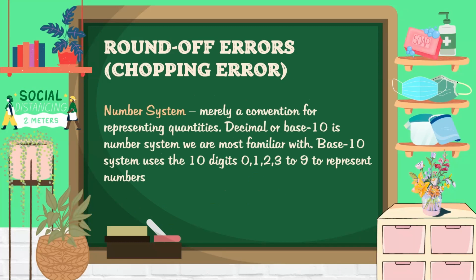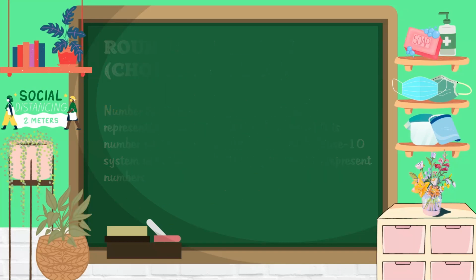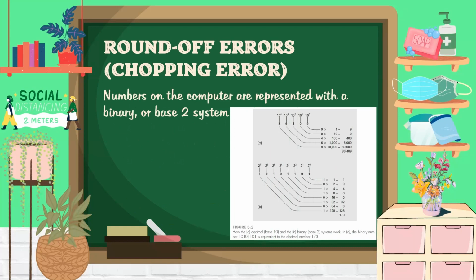Number system is merely a convention for representing quantities. Because we have 10 fingers and 10 toes, the number system that we are most familiar with is the decimal or the base 10 number system. The base 10 number system uses digits from 0 to 9 to represent numbers. So we have here numbers on the computer represented with a binary or base 2 system. It is more understandable kapag in-explain natin itong ating figure 3.5.